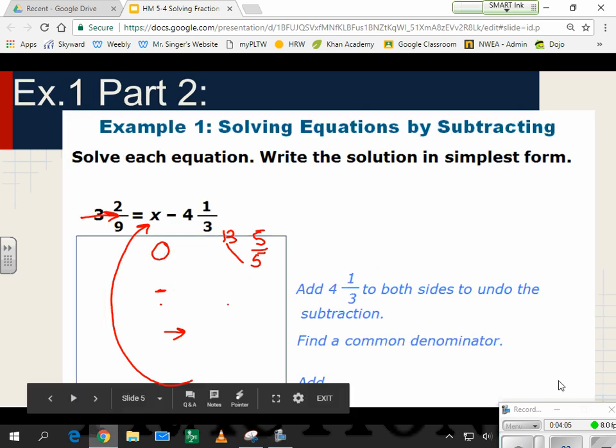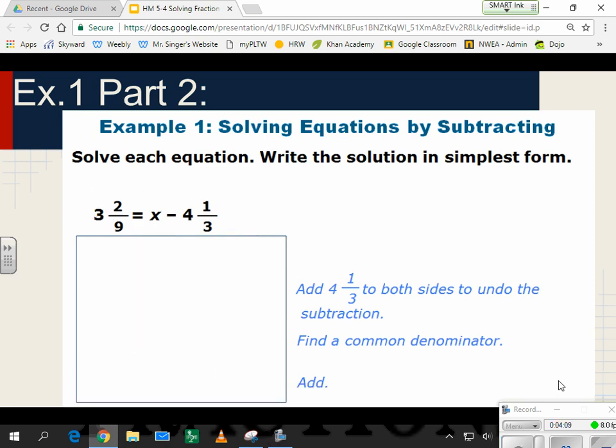So here we have, let me erase this. There we go. Here we have 3 2/9 equaling x minus 4 1/3. So remember, to solve this, what we have to do is the inverse operation. So I see we have subtraction. So what's the opposite of subtraction? It's addition. And what we do to one side, we got to do to the other.